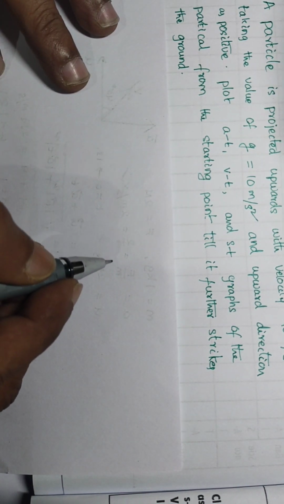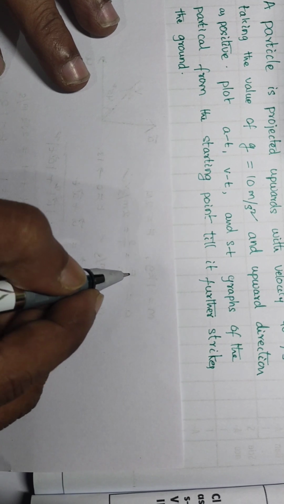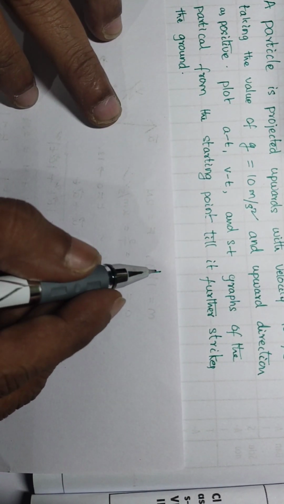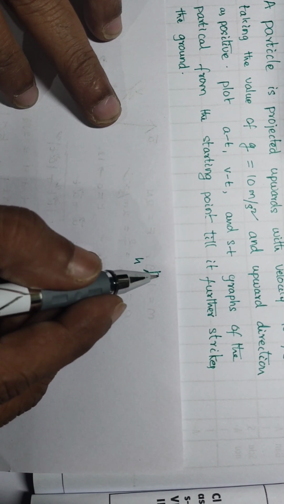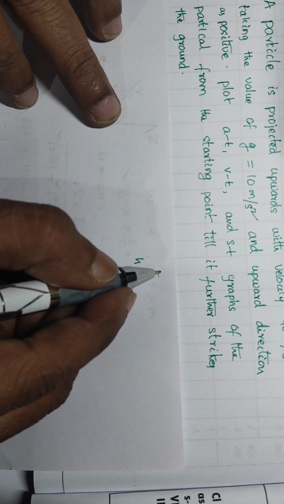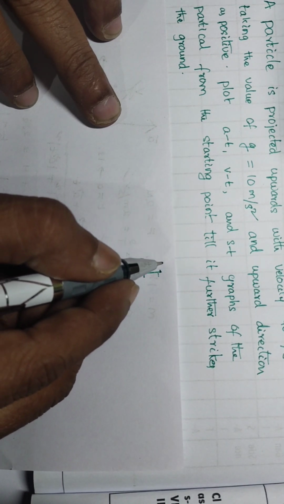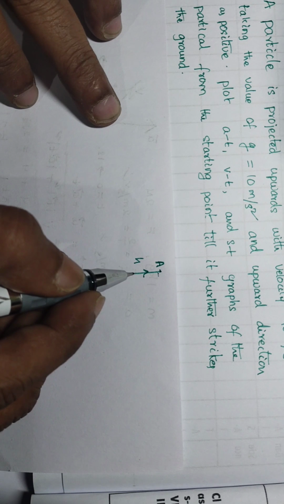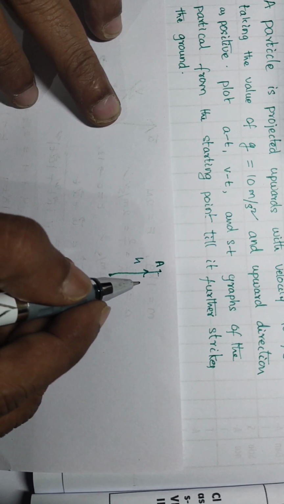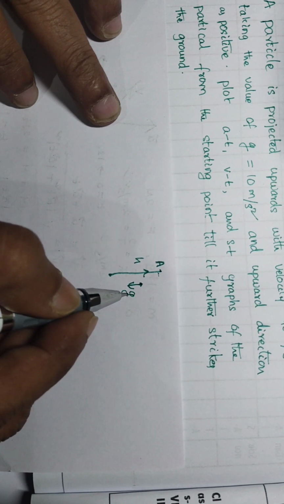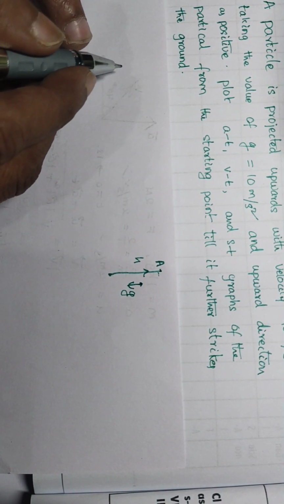So here let us see the particle is projected upwards in this direction. That means it will go some height h. The velocity gradually decreases and at some point A, the velocity is 0, and again it will come back, increasing the velocity. Here the gravitational acceleration g is working downwards, right?